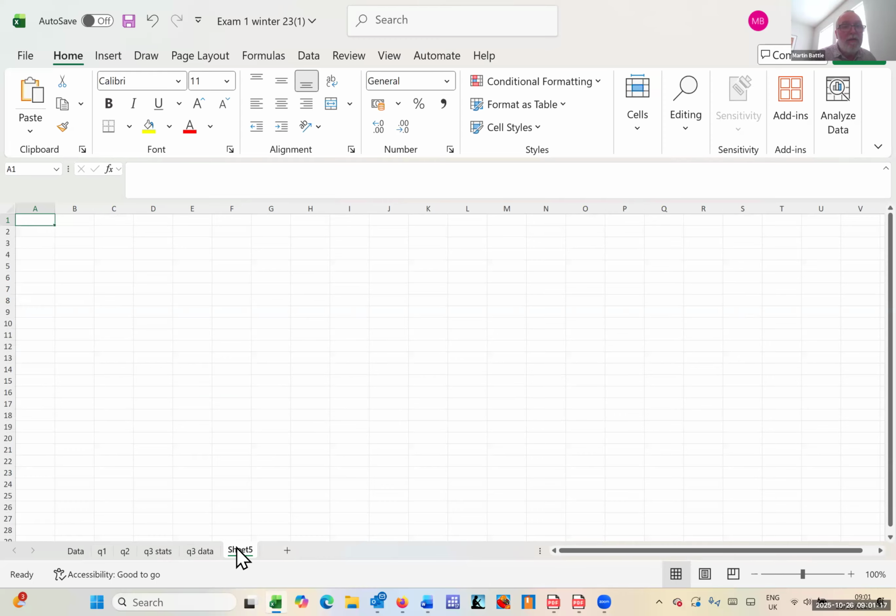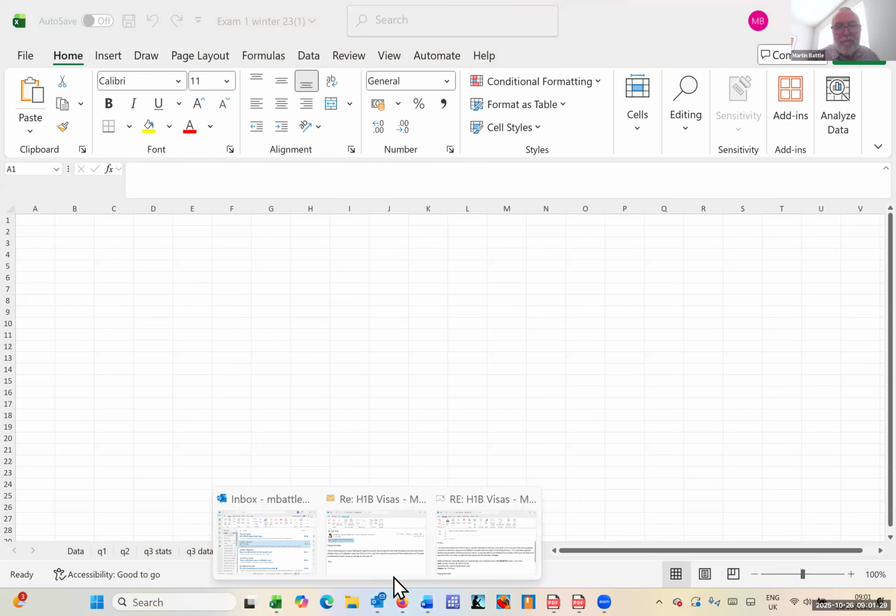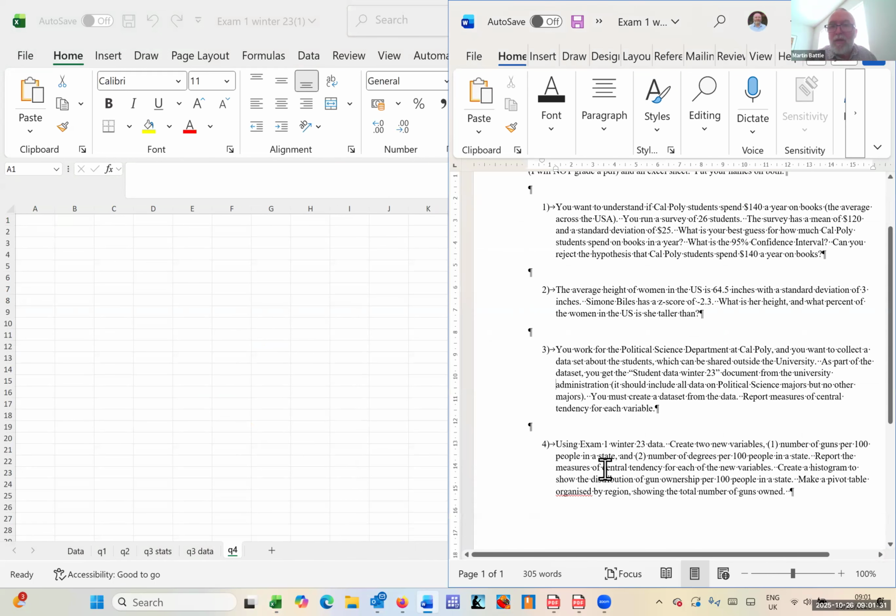So then finally, Q4. Oh, so let's see what that is. Oh, I think that's the Excel sheet that I'm in. So using Excel, create 2 new variables, number of guns per people in the state and number of degrees per 100 people, report measure central tendency for each new variable, create histogram of gun ownership, make pivot table organized by region. All right, that all seems good.